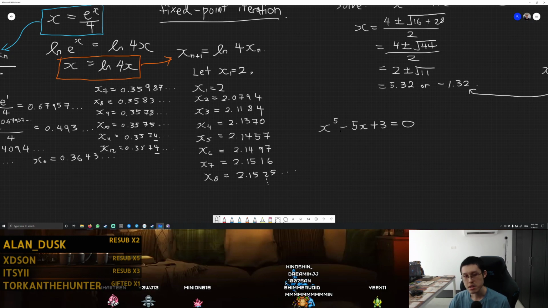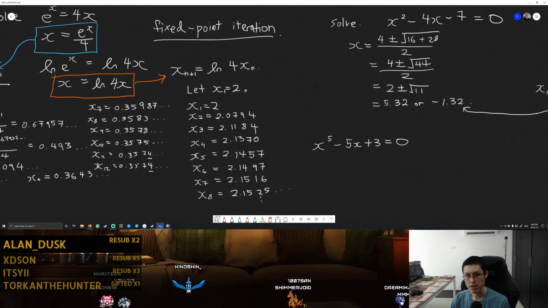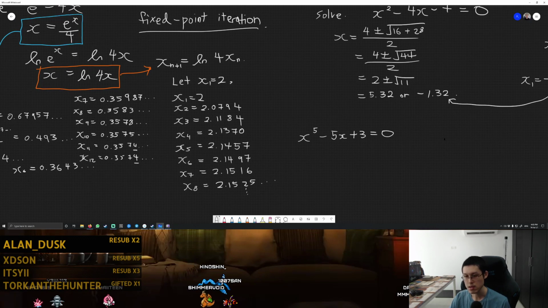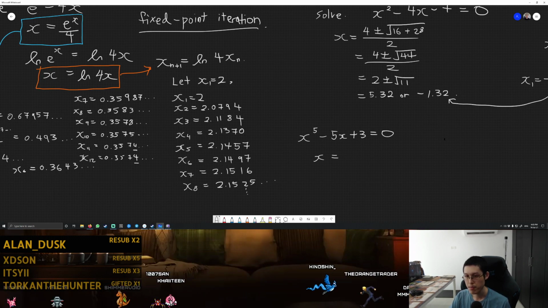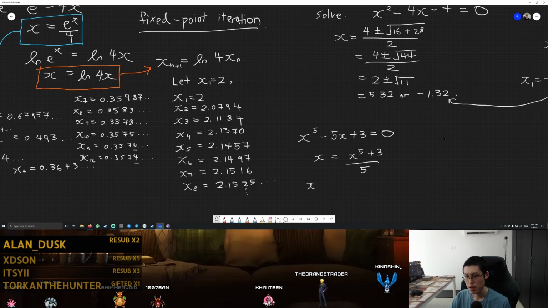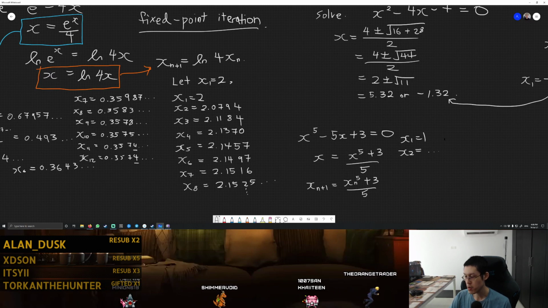So if you have a quintic equation, one of the only ways I know how to do it is by using numerical methods, fixed point iteration. We have two x's, and we can make either one of these x's the subject. If I make the x in the middle the subject, we would have x_(n+1) equals (x_n^5 plus 3) over 5. Let's say x_1 is 1, and then we keep going.